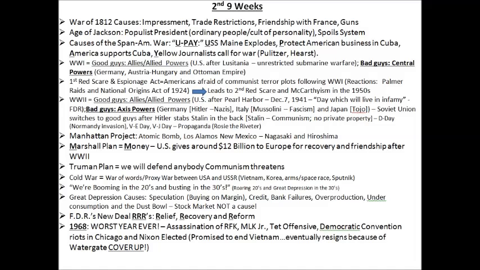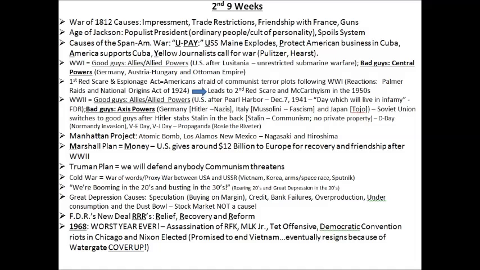But Vietnam is part of that. We lost many, many soldiers as a result of that. Korea is a part of that. The arms race, the space race, which brings us to Sputnik, which is the first unmanned satellite to go into space, and that comes out of the Soviet Union.